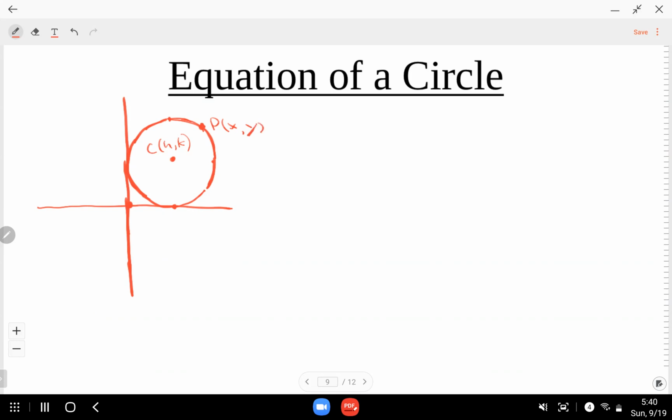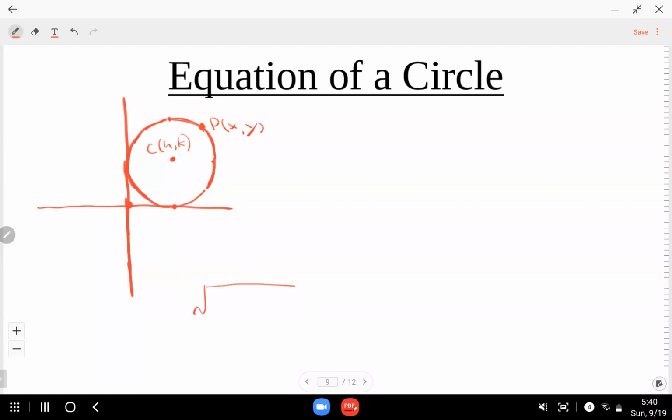All right, so P is (x, y). So how would we find the equation of a circle? We just use the distance formula, right? This is why the distance formula is so important.